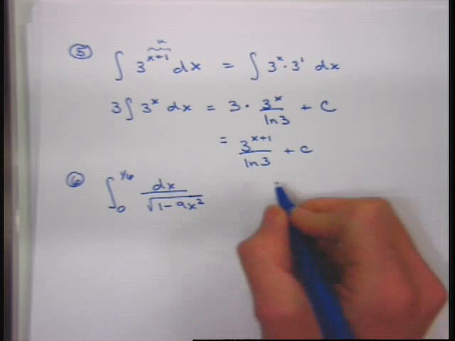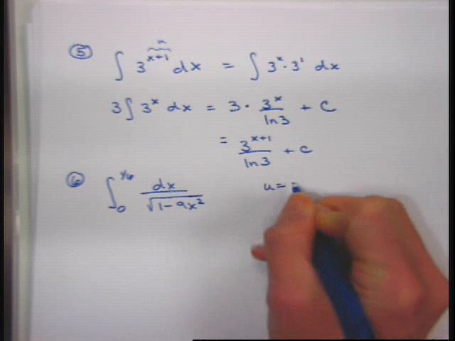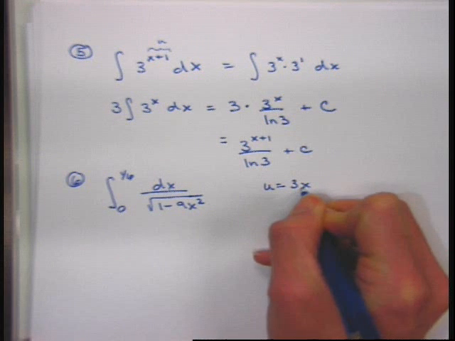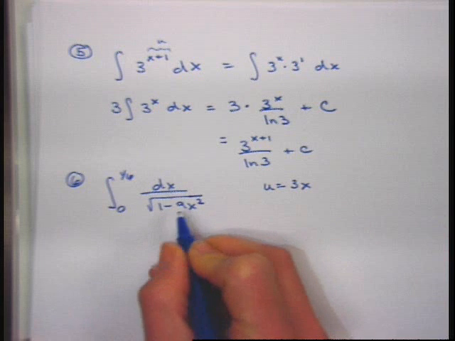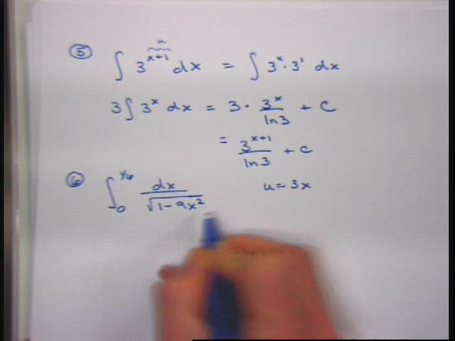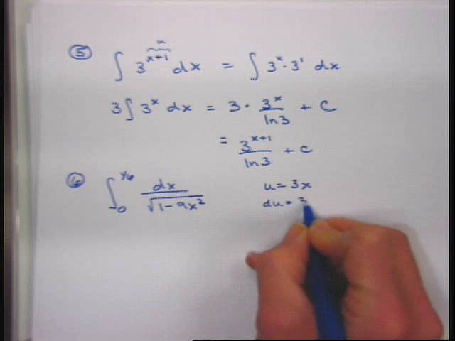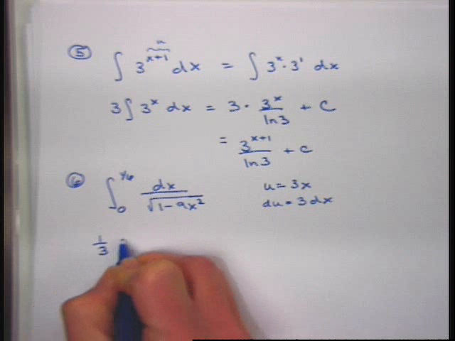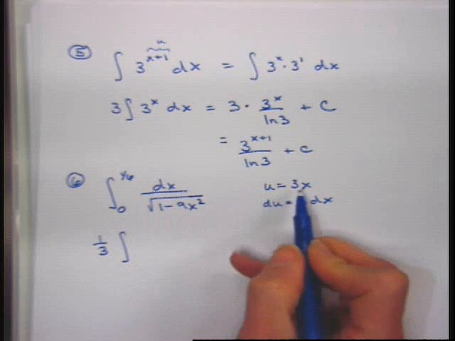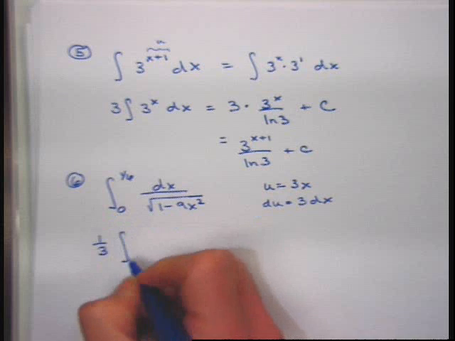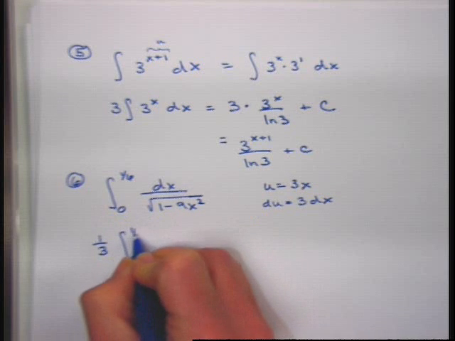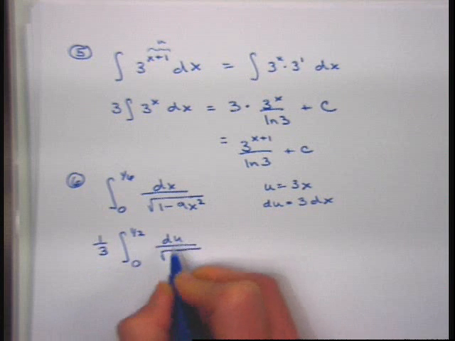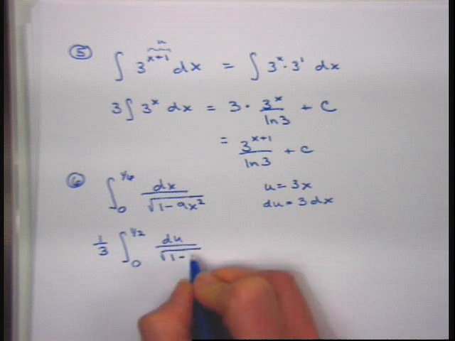Okay, so if we let u equal, does it make sense that our u should be 3x because it's 9x squared, and it's always a squared minus u squared. So u equals 3x. The du is equal to 3 dx. So we're going to put in a 1/3. So we'll have 1/3 antiderivative. If our u is 3x, and we can go from 0 to 1/2, and then this will be du over the square root of 1 minus u squared.